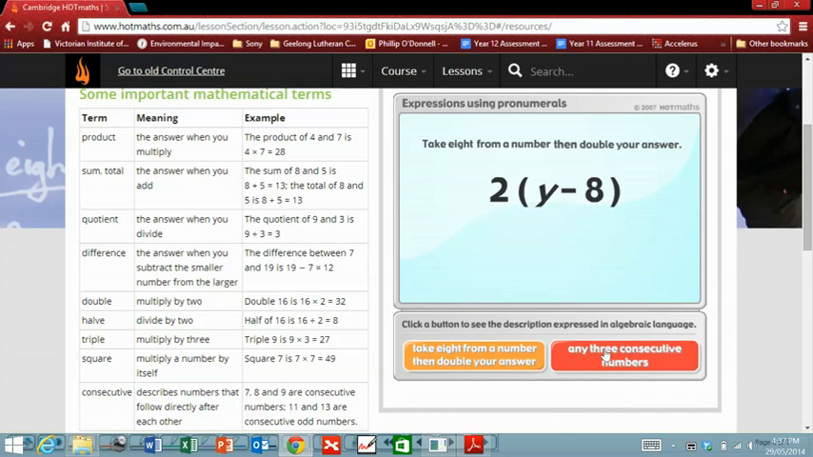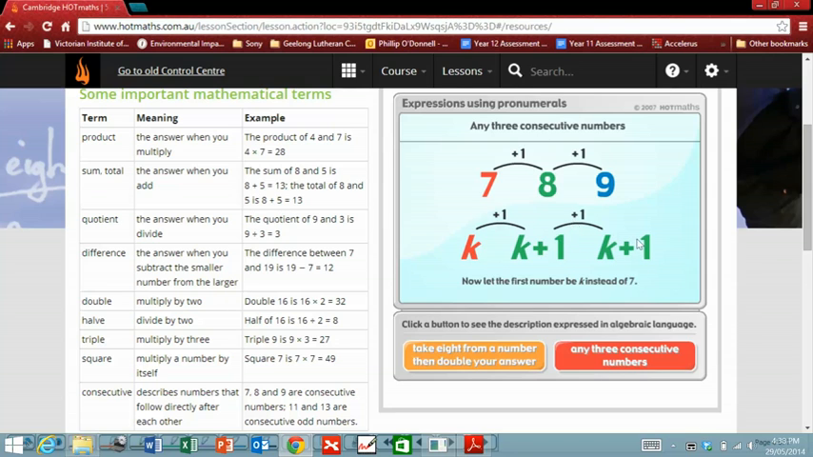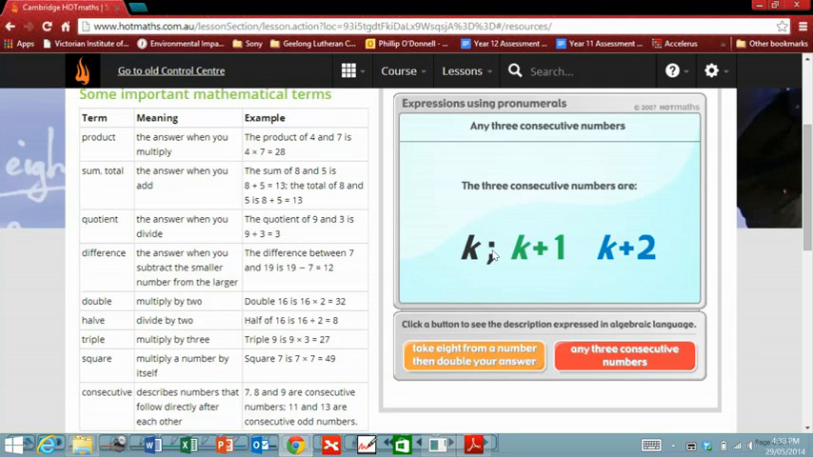Alright, this one is a little bit more tricky. Any 3 consecutive numbers. This is the way it works. Take a number, we'll call it x. Let's look at the numbers first. Let's just say you've got 7, 8, 9. To go from 7 to 8, you've added 1. To go from 8 to 9, you've added 1. So we've got to add 1, so x plus 1. And to get to the next one, we've got to add another 1, so actually adding 2. So in this example we've got x plus 1 and then x plus 2, because that is 2 ahead of our original number.